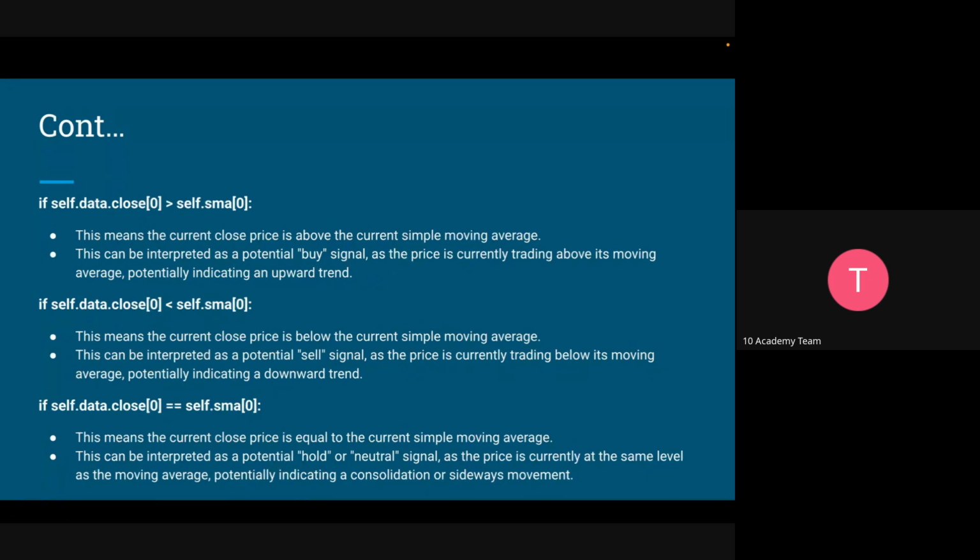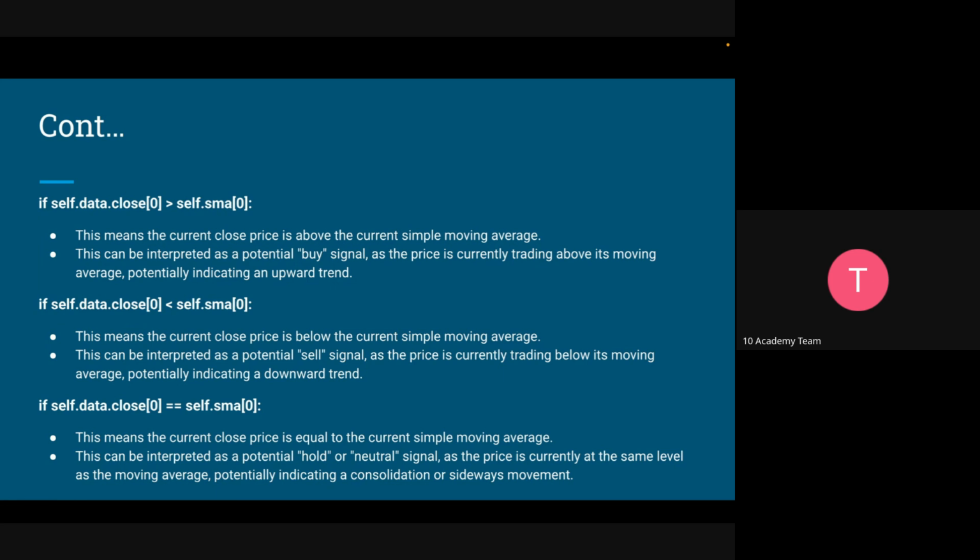So if the closing price is much greater than the moving average that's calculated over a period of time, it could be indicated as a potential buy signal. It could show that the pricing is going well, and the demand is good. So it can be interpreted as a buy signal.